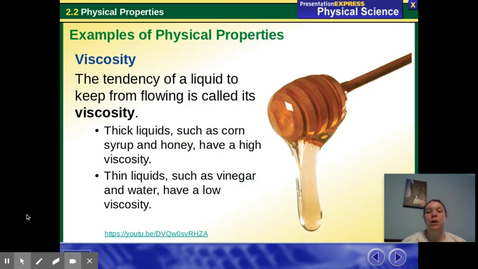So the first one we're going to talk about is viscosity. This is a tendency of a liquid to keep from flowing. So things with higher viscosities are going to be thicker liquids that don't flow as easily. So things like honey, things like molasses, those are all going to be things that have high viscosities. Thin liquids such as water, vinegar, those are going to have lower viscosities that allow them to run rather quickly.